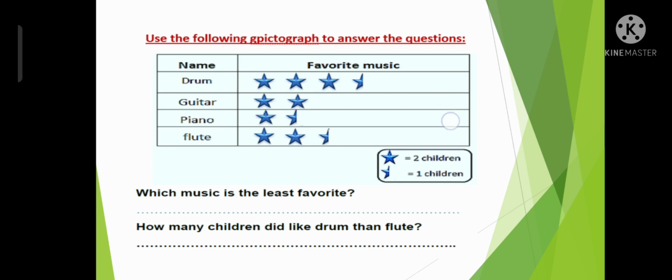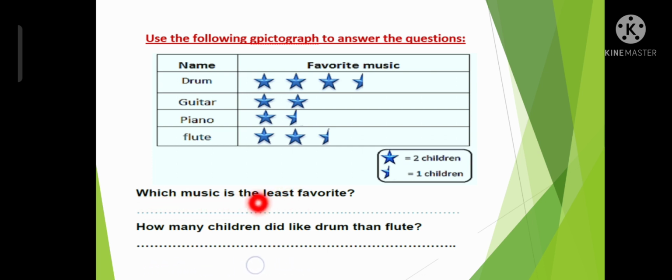Okay, let's complete using the following pictograph to answer the questions. The pictograph is about favorite music. We have drum, guitar, piano, and flute. One star equals 2 children, half star equals 1 child. First question, which music is the least favorite?